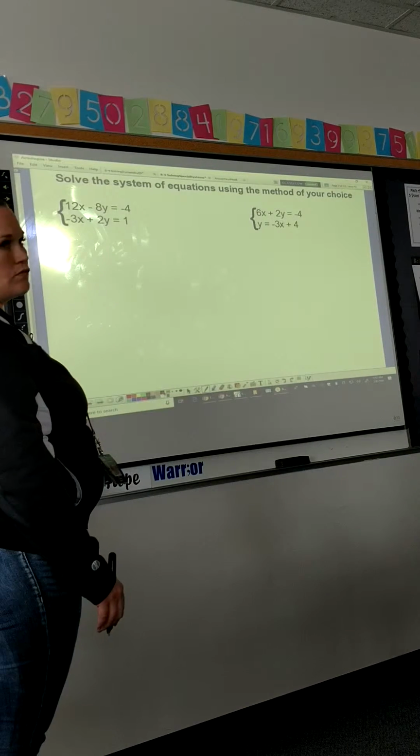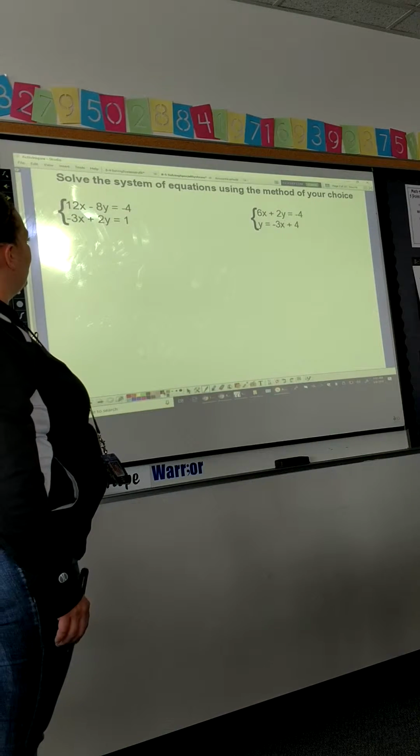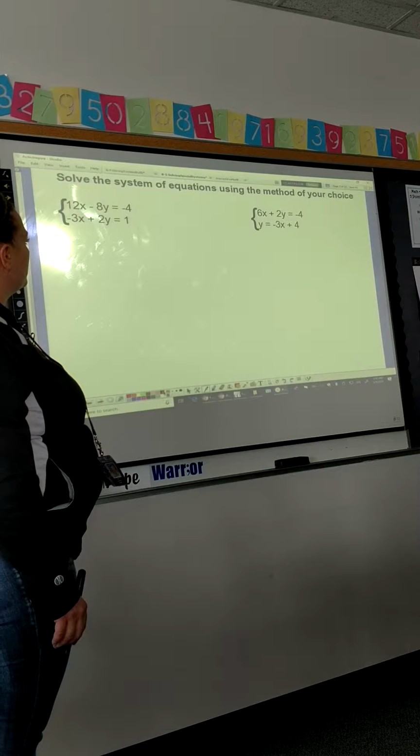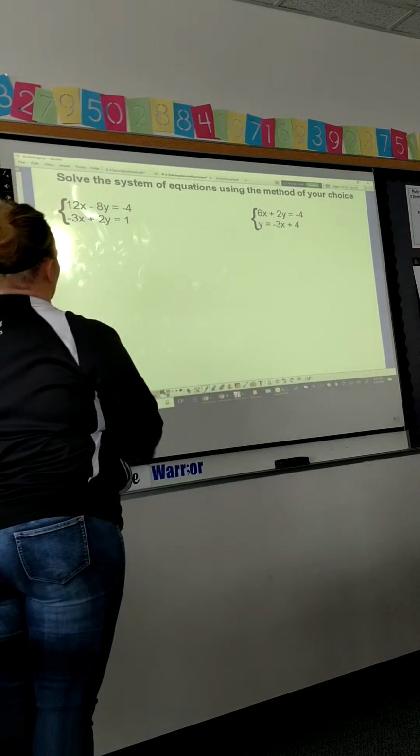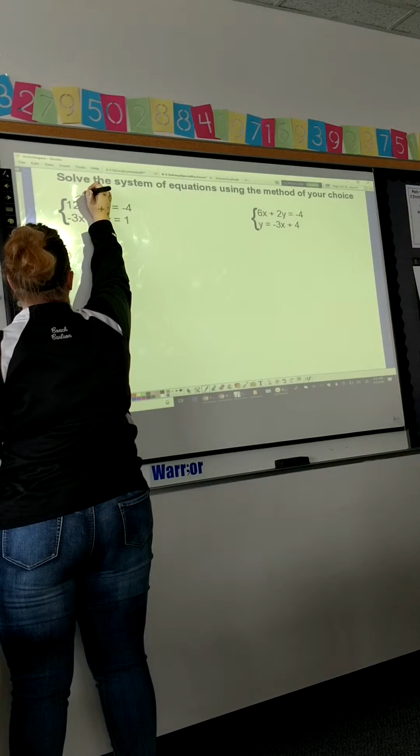Would you rather multiply or divide? Divide. You'd rather divide? Yes. By 4. Okay, are they all divisible by 4? Yes. Okay, so that'll work out. Let's divide.